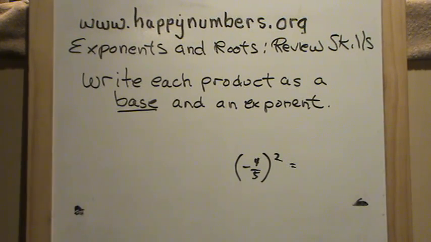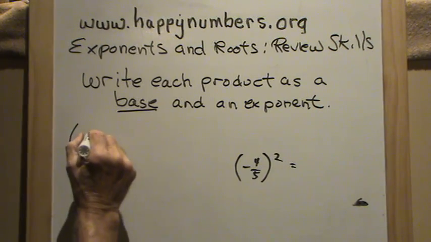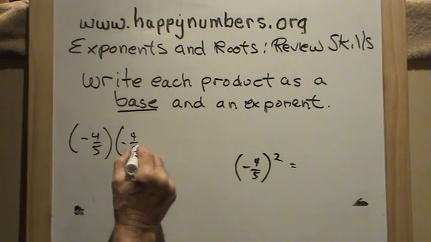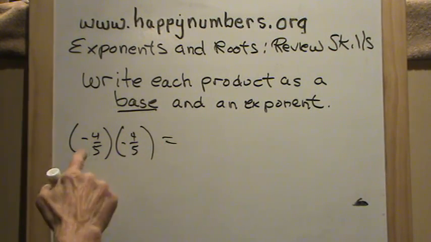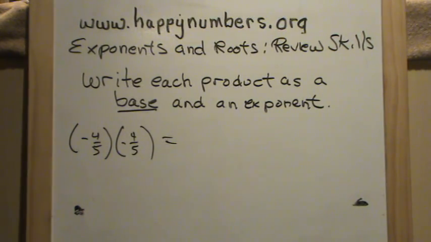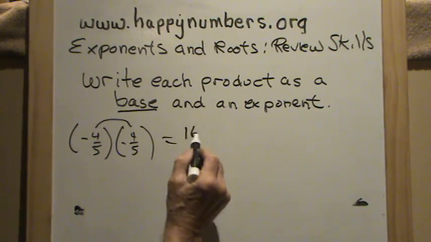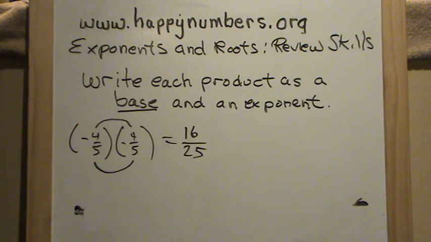Alrighty, let's take a look here. I'm going to bring this problem here. Negative 4/5 times negative 4/5. Well, a negative times a negative is going to be a positive, so I know my answer is going to be positive. And if I multiply, 4 times 4 gives me 16. 5 times 5, 25. Well, good.